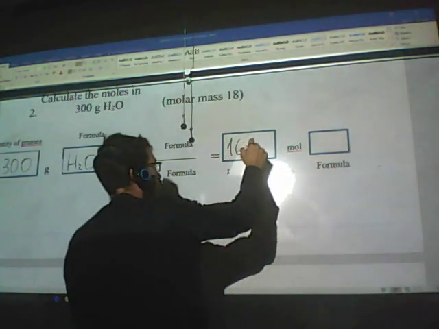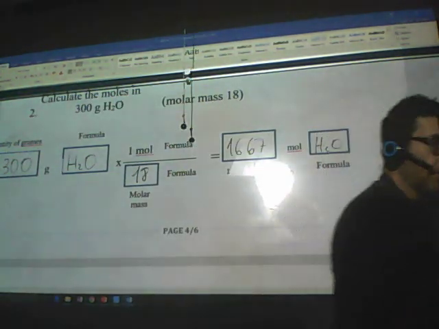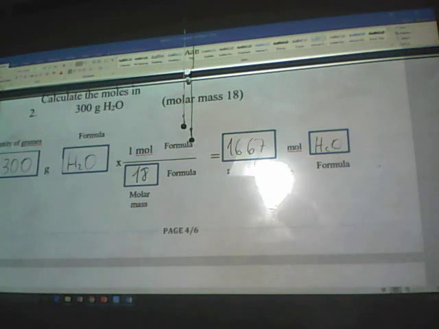16 moles of water, okay? To turn grams into moles, you have to divide by the molecular mass. To get the molecular mass, you have to do the table we did before, okay? So it's easy. To get the number of moles from grams, you only have to divide by the molecular mass. Okay? 1 minute.